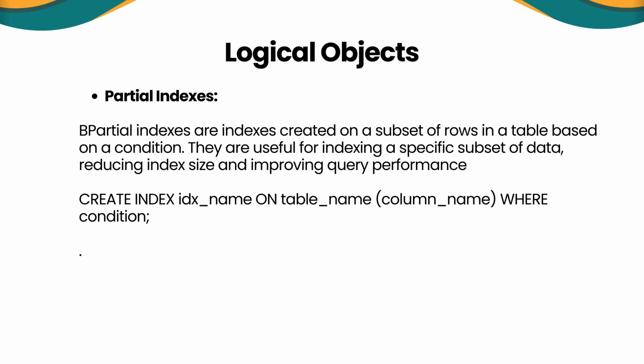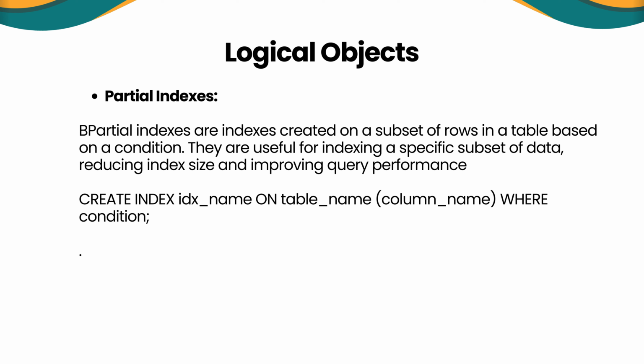And this is one of the best index types in the PostgreSQL database, which is created on a subset of rows in the table based on a condition. They are useful for indexing a specific subset of data, reducing the index size and definitely improving the query performance, and it is useful against full table scans. We have many use cases. Let's discuss some major use cases.